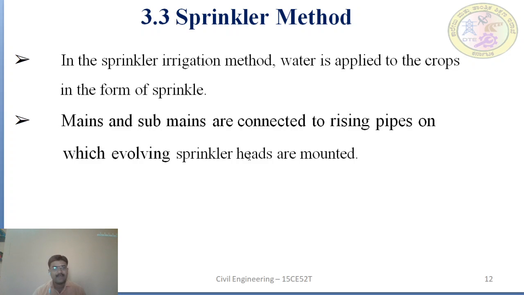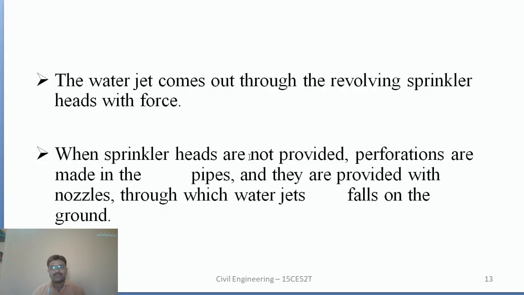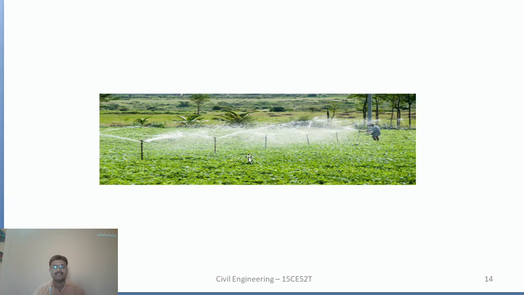That we'll be discussing. The water comes out through the revolving sprinkler heads with force. When sprinkler heads are not provided, perforations are made in the pipes, and they are provided with nozzles through which water jets fall on the ground. This is a pictorial representation of the rising main, where the water is flowing and sprayed to the irrigation field in the form of a circulated system.